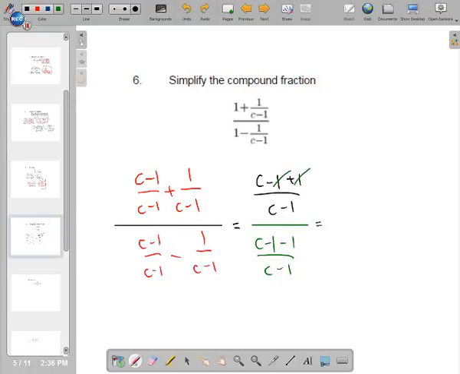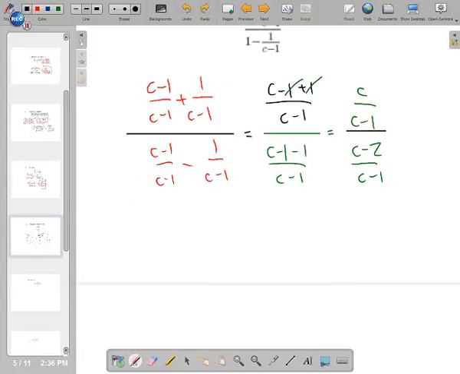Let's see, those cancel out. So c over c minus 1. And then I still have this middle fraction bar just to kind of keep things nice. c minus 2 over c minus 1.